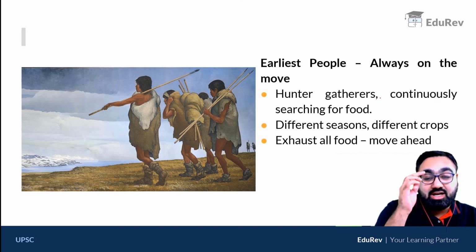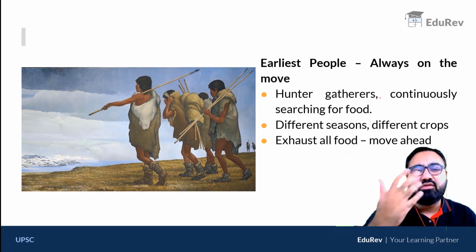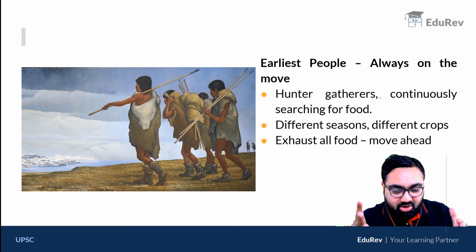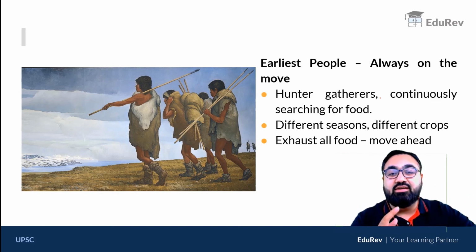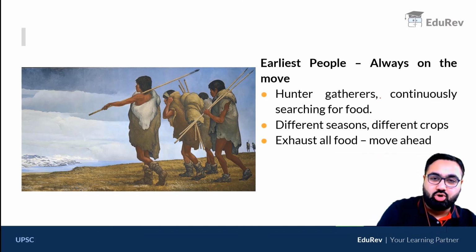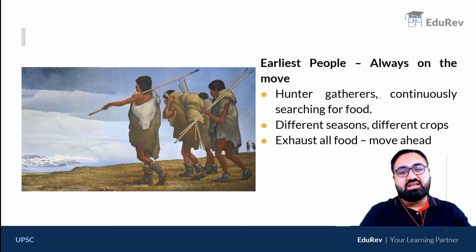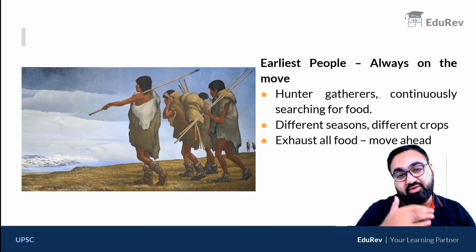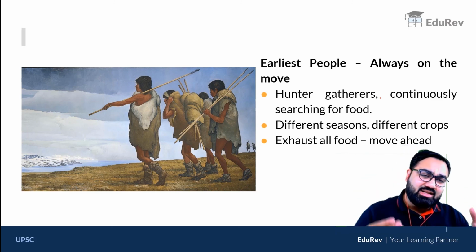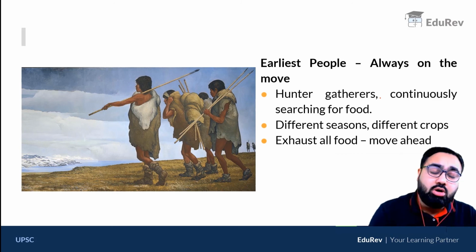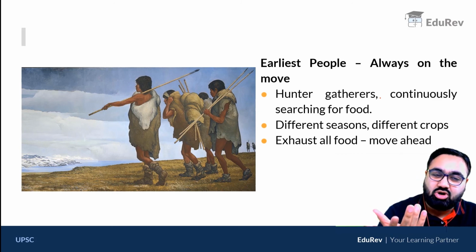Also, we learned over time that different crops grow in different seasons. You can't just keep on living at one single place कि यहीं सब कुछ उगता रहेगा. No. Obviously, in different seasons, the different kind of crops grow. So when the season changes, there would be crops that would not grow. आपको फिर shift होना पड़ेगा. Also, if people would have lived in one single place for a long duration of time, they would exhaust all the food.